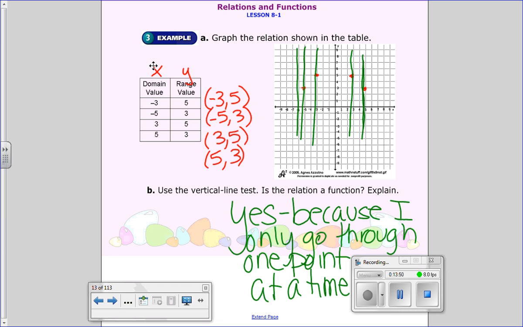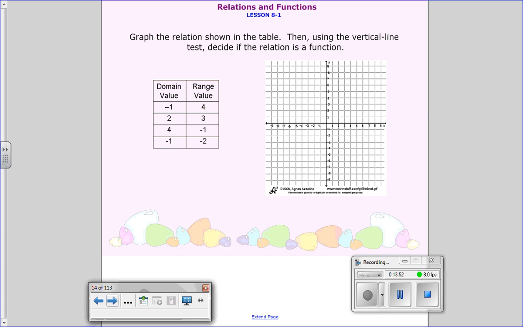Next, I believe I have another one for us to try, and it's your turn. So again, graph the relation shown here, and then determine if this relation is a function. So go ahead, pause me, and test it out.